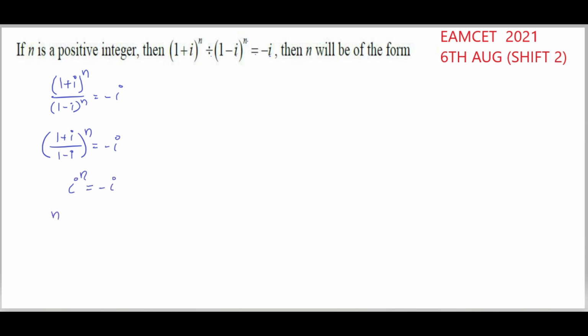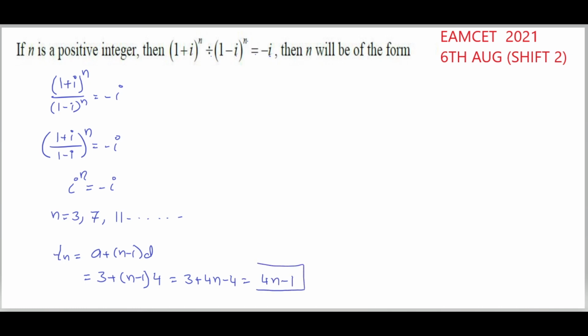That means substituting n is equal to 3, that is i cube is minus i, and substitute n is equal to 7, that is i to the power of 7 is minus i, and 11, up to. These terms are in AP. That is Tn is equal to a plus n minus 1 into d. Here a value is the first value, that is 3, and d is the common difference, that is 7 minus 3, 4. That is equal to 3 plus 4n minus 4, that is equal to 4n minus 1. So n will be in the form of 4n minus 1.